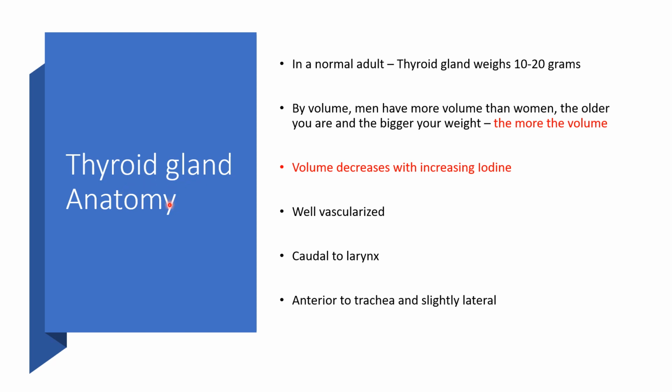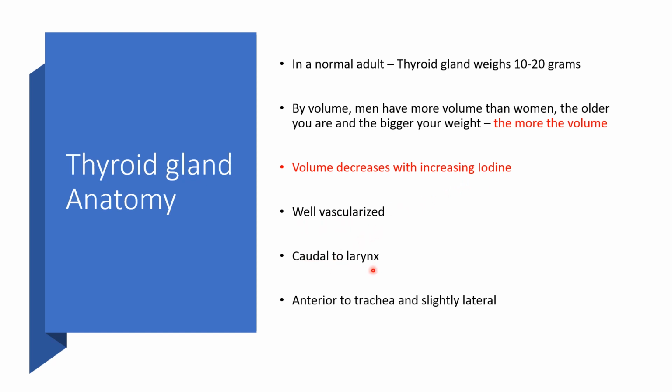Now, the thyroid gland anatomy fully. In a normal adult, the thyroid gland weighs about 10 to 20 grams. By volume, men have more than women. The older you are and the bigger your weight, the more the volume. Volume will, however, decrease with increasing iodine. The thyroid gland is well vascularized.